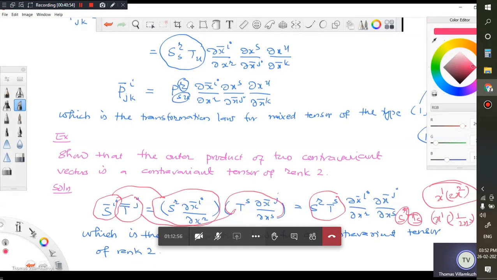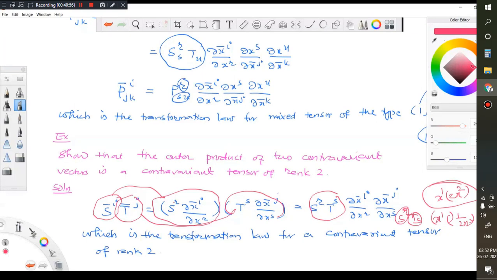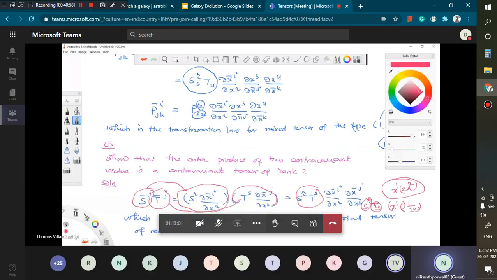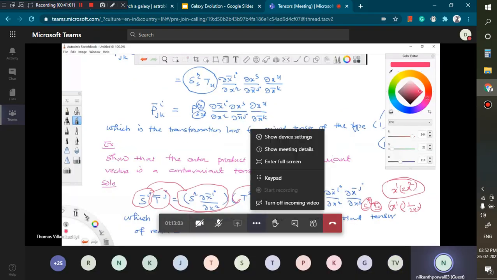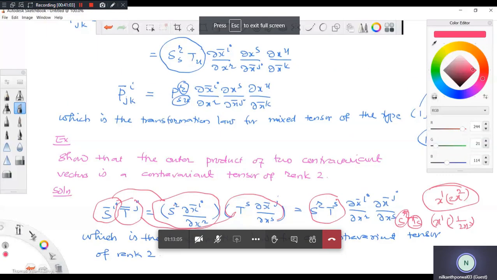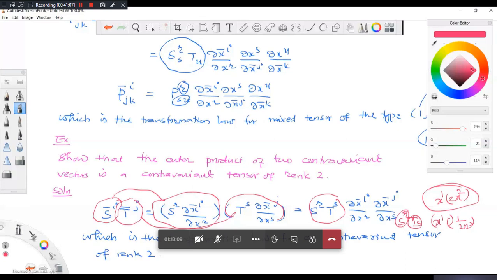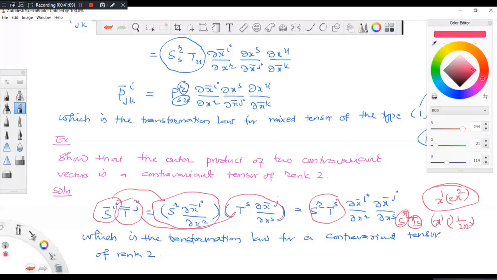And sir, when we multiply matrices, we have the rule that the column of the first matrix and the row of the second matrix should be the same. So is there some kind of rule like that in tensors too? No, that rule is not there here. Okay, sir.